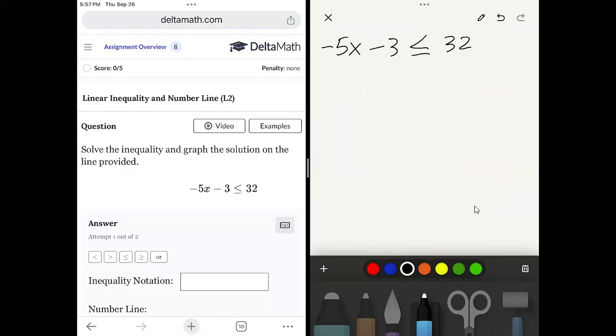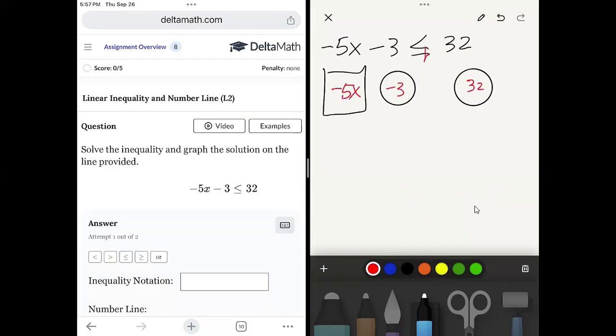First thing I'm going to do is box it up. So this is a -5x, this is -3, this is 32. Draw our line down the middle. Now we're going to take this circle, bring it over, change the sign. So this is going to be a +3. So this is going to be 32 plus 3, which is 35. Now over here I have a -5x.